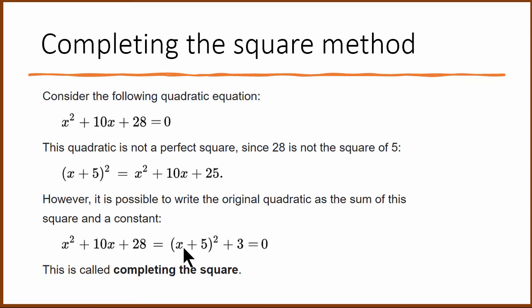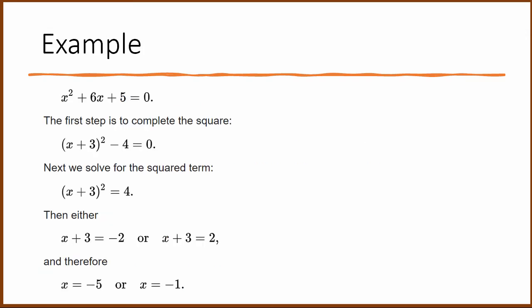This is the method that is actually used to find the quadratic formula itself. Let's look at a proper problem and see how this is solved. So take this example. X squared plus 6x plus 5 equals 0. The first step is to complete the square. So in this case, the completing the square method would mean that we have to remove 4. So you have to add minus 4.